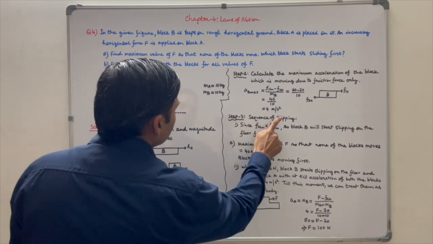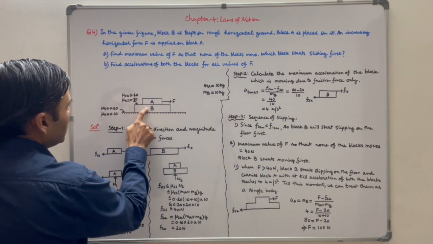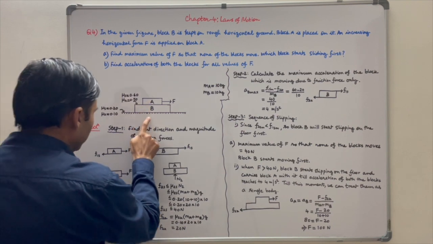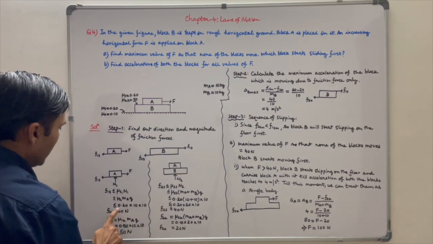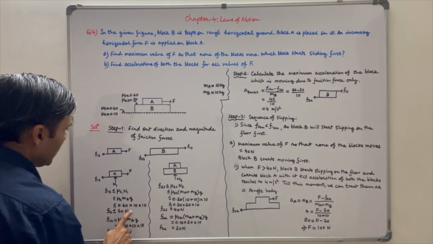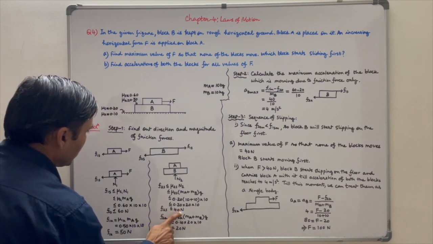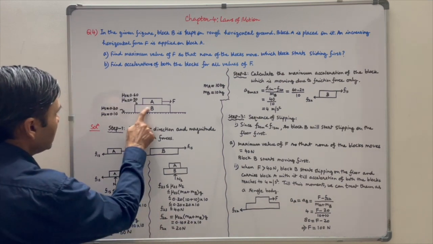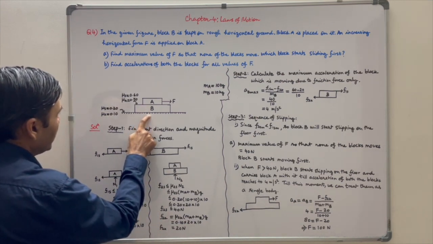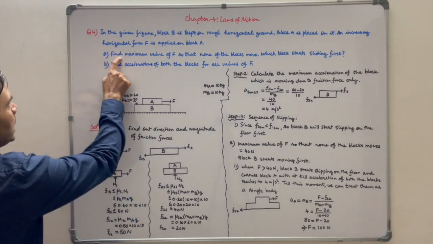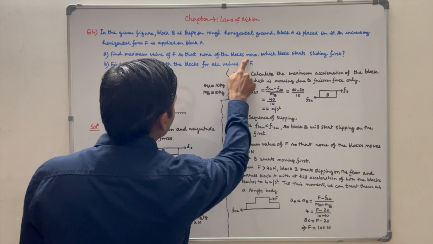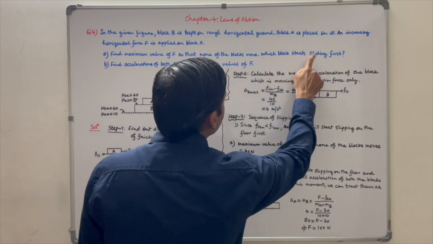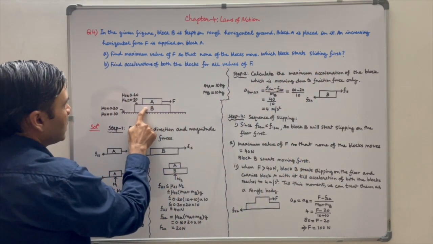Third step, sequence of slipping. To know which block starts slipping first, whether A on B or B on floor, we will see F1S and F2S. F1S is less than or equal to 60 Newton and F2S is less than or equal to 40 Newton. Since F2S is less than F1S, block B will start slipping on the floor first. Now we are ready to answer part A. Find maximum value of F so that none of the blocks move. That maximum value of F is 40 Newton. Which block starts sliding first? Block B starts sliding first.